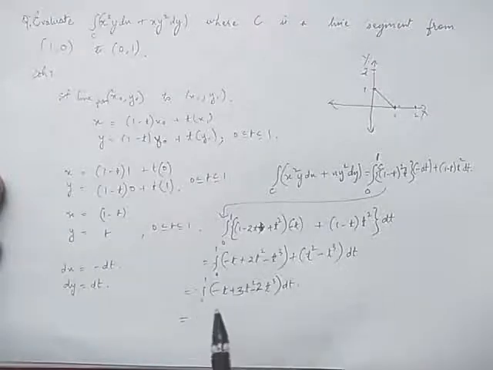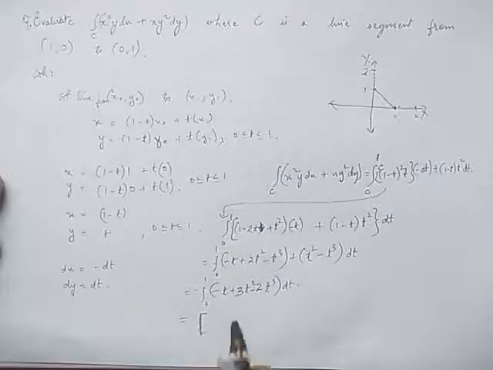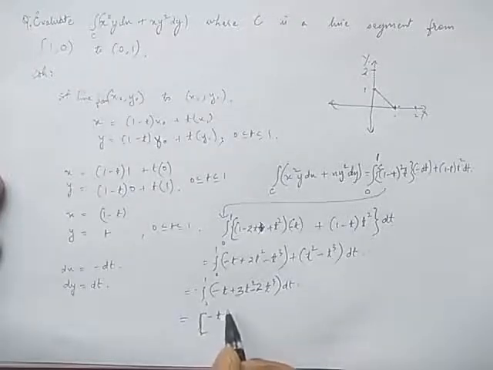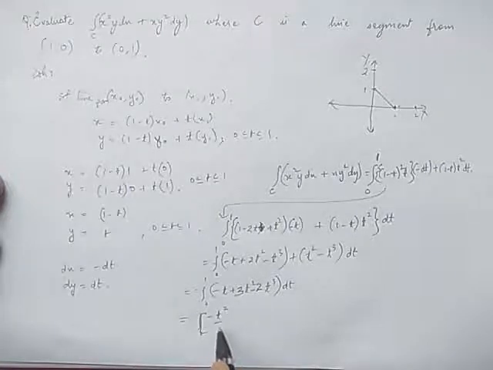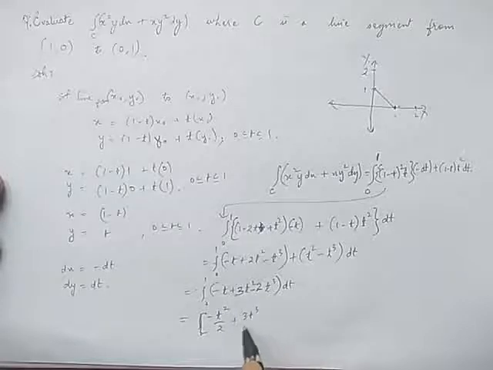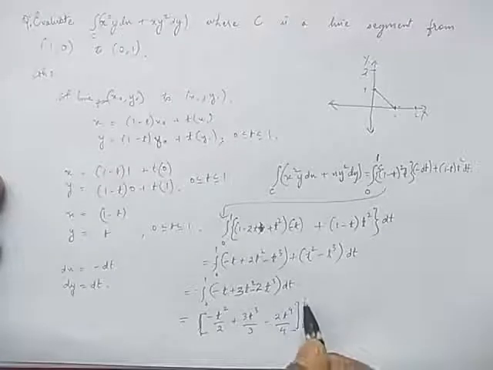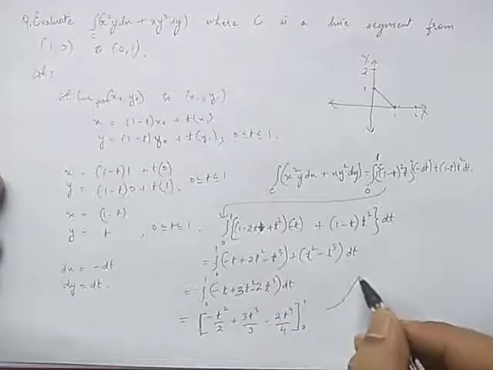So I can evaluate this one now. Minus t, the integration will give me minus t squared by 2 plus 3t cubed by 3 minus 2t to the power 4 by 4, evaluated from 0 to 1.